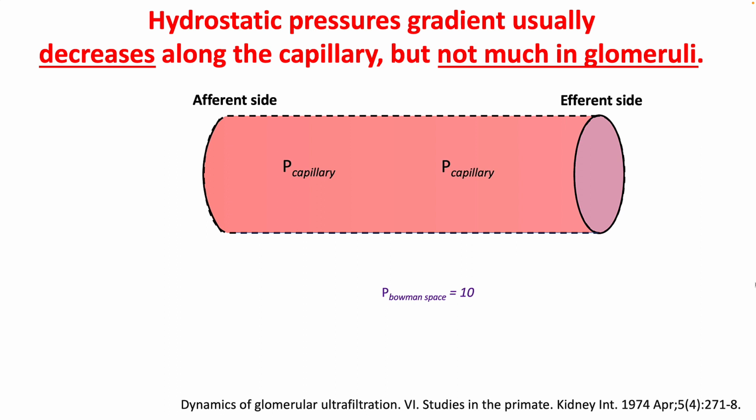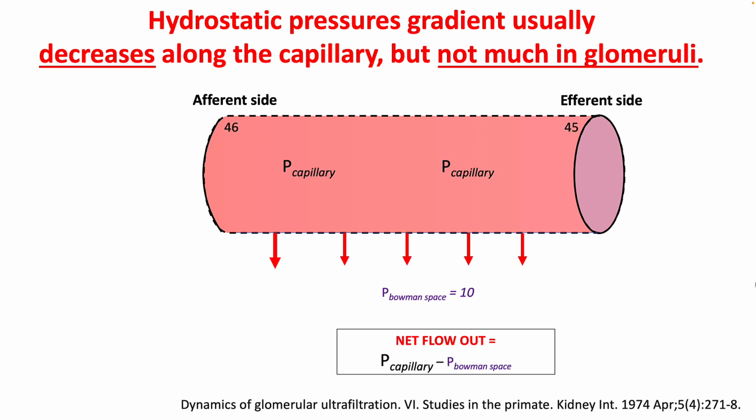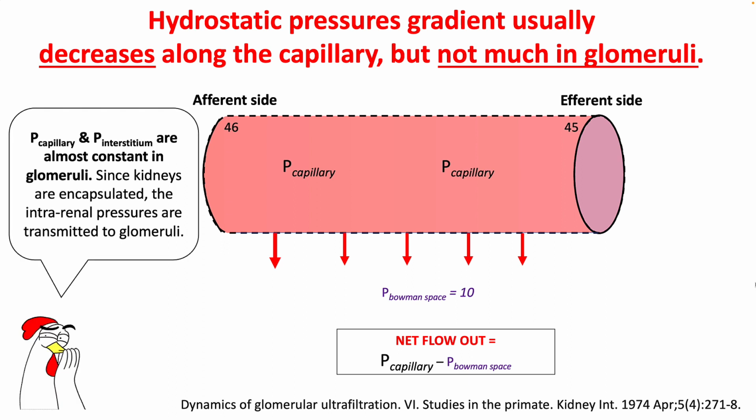The hydrostatic pressure gradient usually decreases along the capillaries, as we have seen earlier, but in the glomeruli, these don't change much, as your pressure on the afferent side of the capillary and efferent side of the capillary are pretty much constant. So your net outflow hydrostatic pressure gradient remains constant throughout the glomeruli. Since kidneys are encapsulated organs, the intrarenal pressure that developed in the kidneys is also transmitted to the glomeruli.